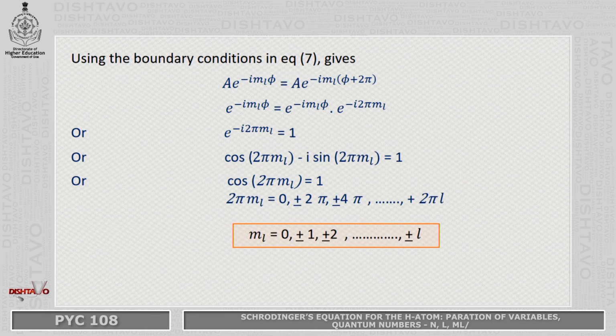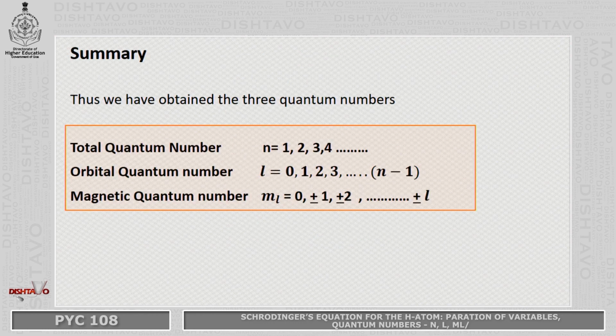Using the boundary conditions in equation 7 will give us A e raised to minus i ml phi equal to A e raised to minus i ml into phi plus 2 pi. If we solve this equation, we get the values of ml equal to 0, plus or minus 1, plus or minus 2, up to plus or minus L. In summary, we have obtained the three quantum numbers: total quantum number n equal to 1, 2, 3, 4 and so on; orbital quantum number L equal to 0, 1, 2, 3 up to n minus 1; and magnetic quantum number ml equal to 0, plus or minus 1, plus or minus 2 to plus or minus L.